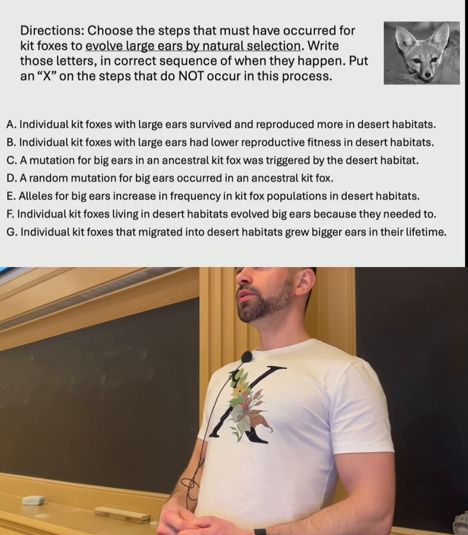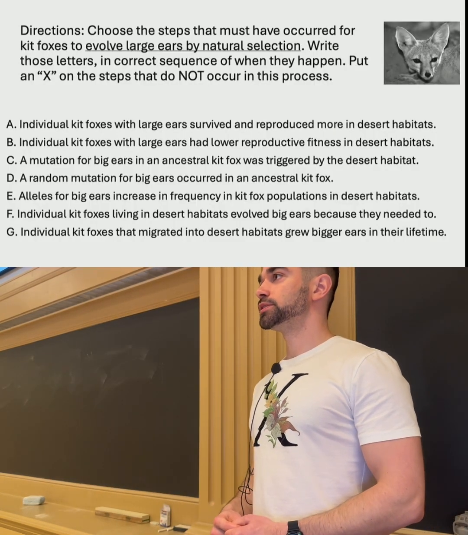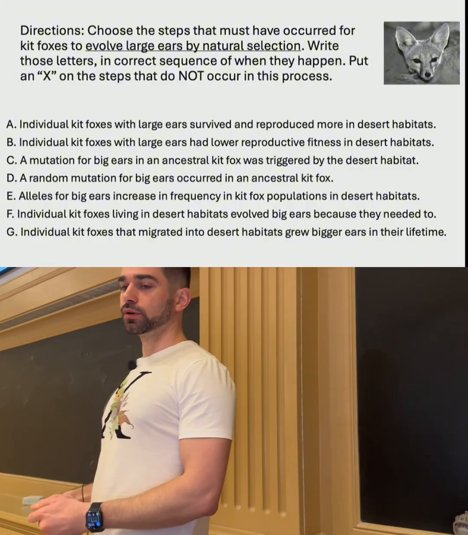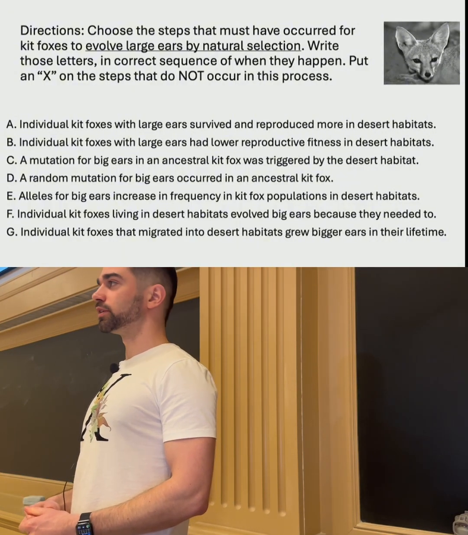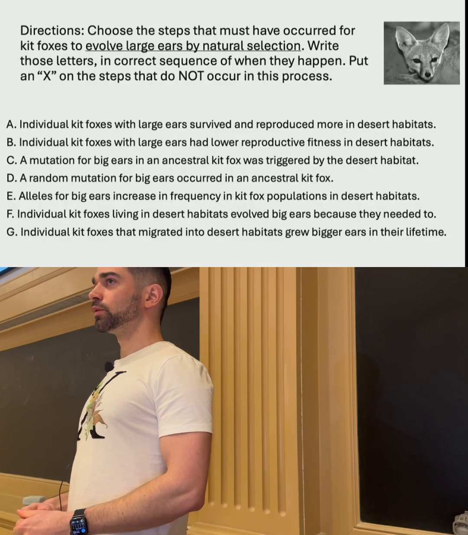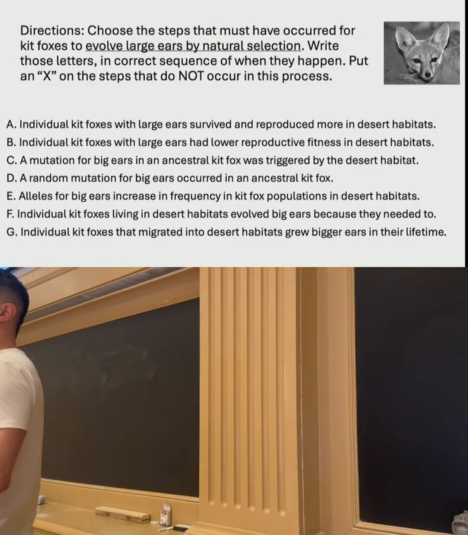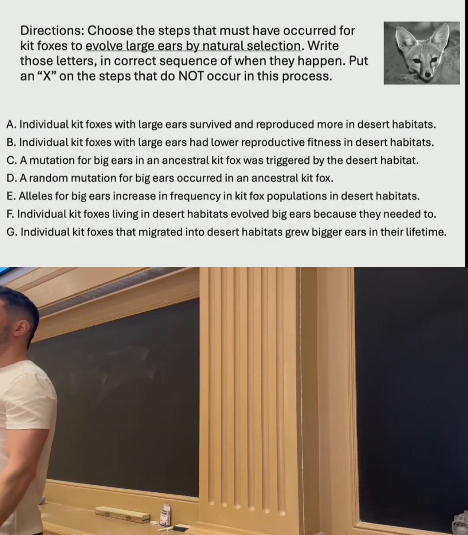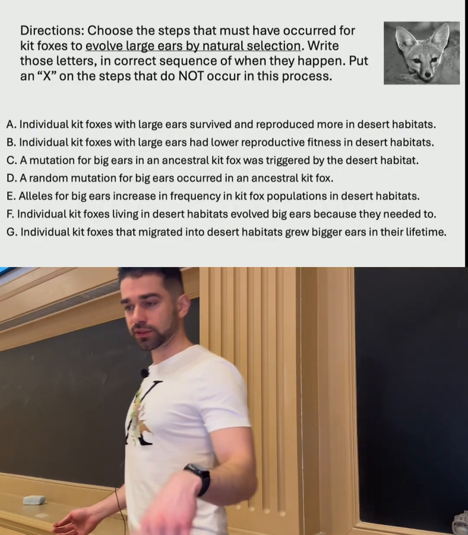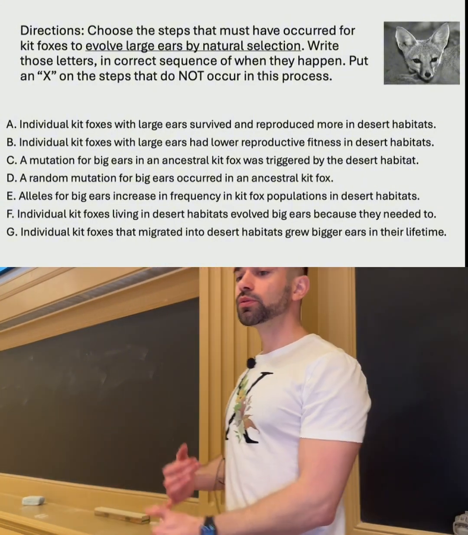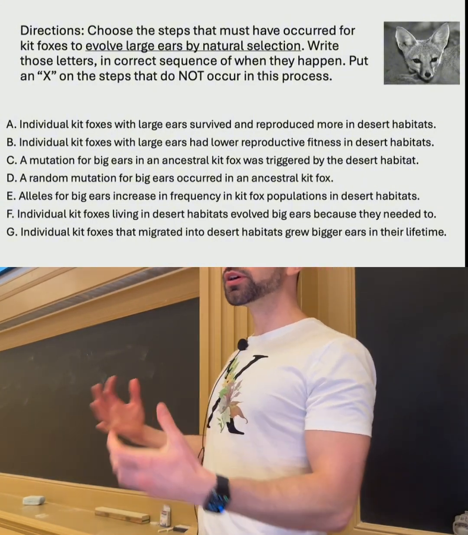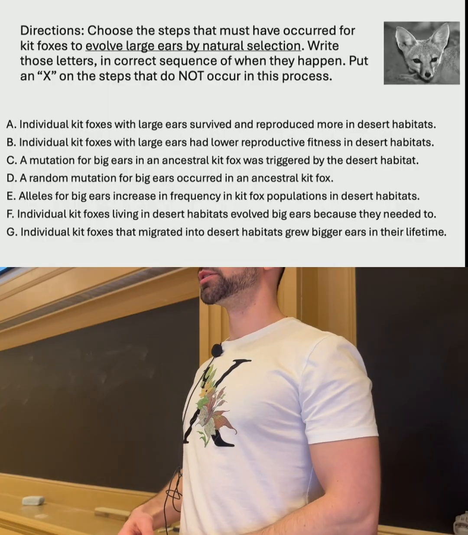So does anyone want to say what their group thought or what they came up with for the answer to this? Anyone want to start? What's the first thing that we need in order for any of this to happen? I saw your hand first. Random mutation, yeah. So what letter is that? D. So you need a random mutation for big ears to occur in the ancestral kit fox population.